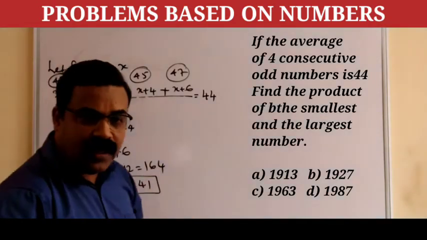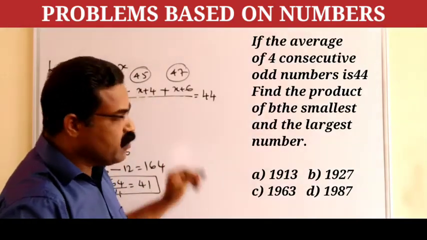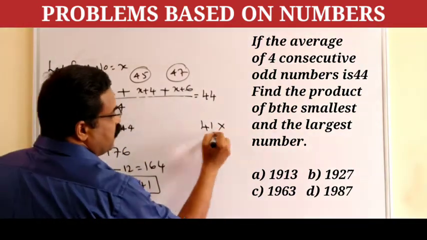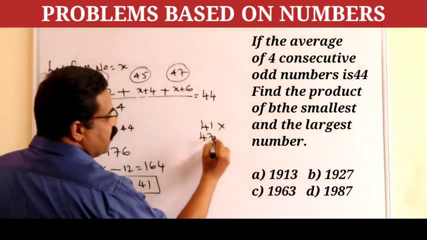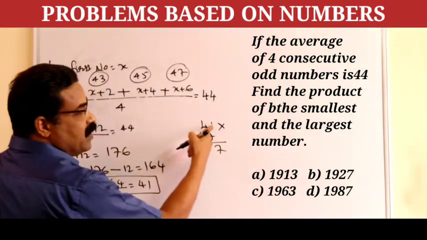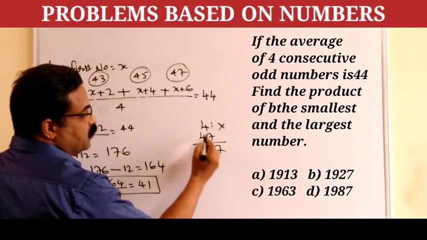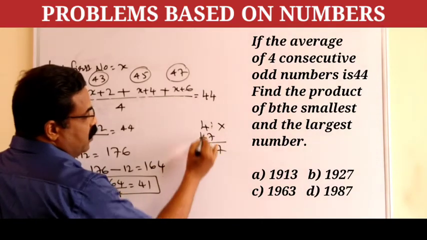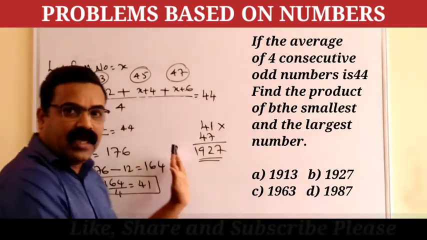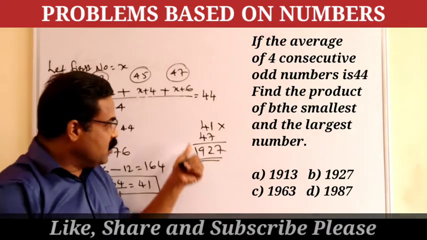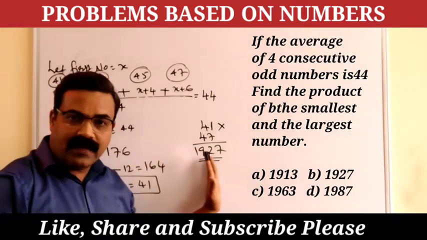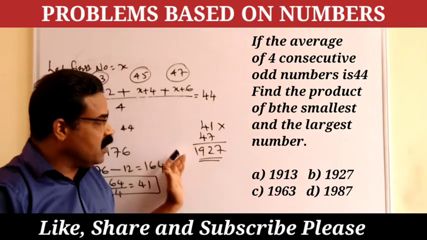We need to find the product of the smallest and largest. The smallest is 41, multiplied by the largest 47. 1 7s are 7. 4 7s are 28, plus 4, 32, balance 3. 4 4s are 16, plus 3, 19. This way of multiplication is called the crisscross method of multiplication. You can multiply two numbers in a single line.